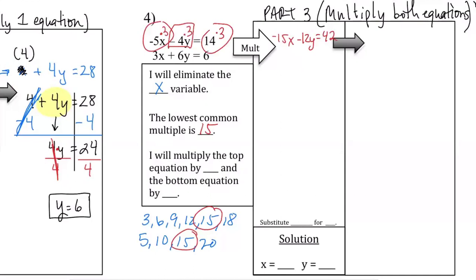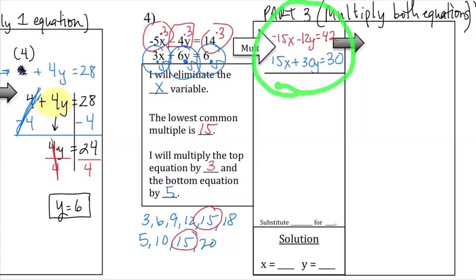Now this bottom equation, I still want to turn this into a 15. Well, it's a 3 right now, so I need to multiply it by 5. But if I multiply that one by 5, I have to multiply this one by 5 and this one by 5. So it was 3x times 5, which makes a 15x, plus 6y times 5. 6 times 5 is 30y, equals 6 times 5 is 30. So I multiplied the top equation by 3 and the bottom equation by 5.